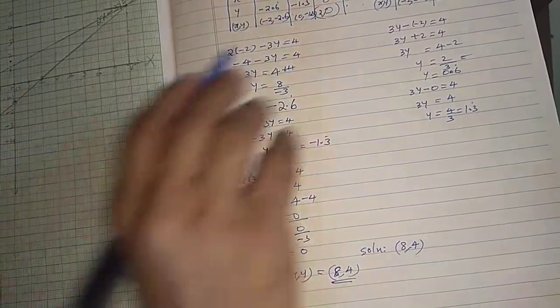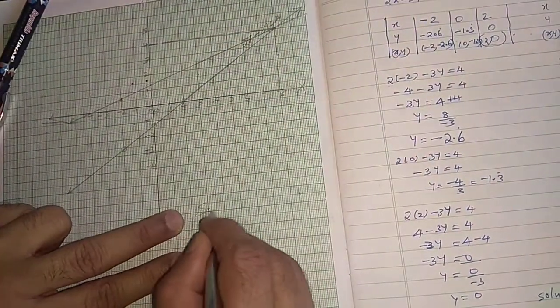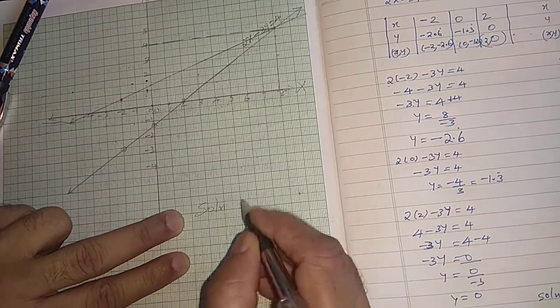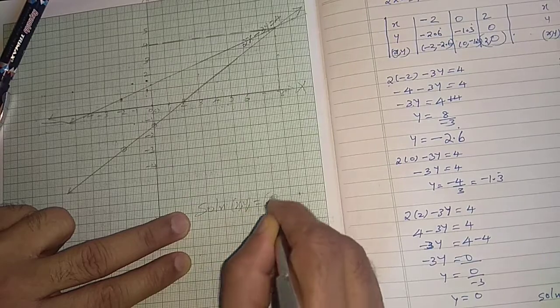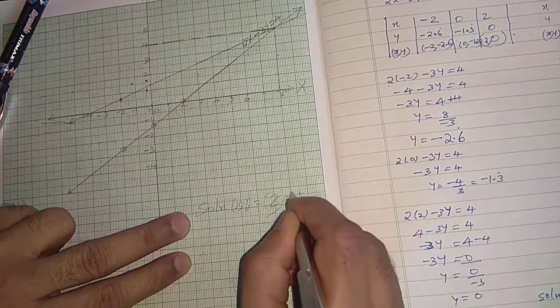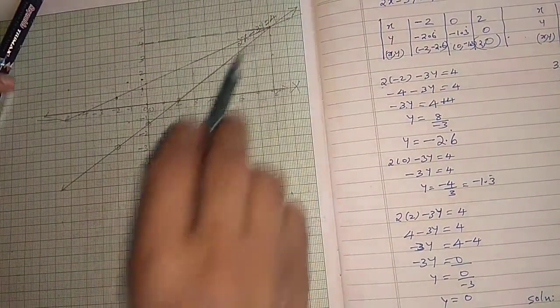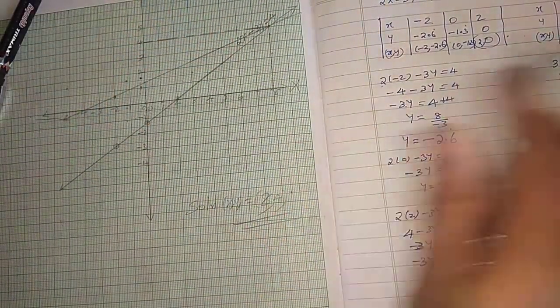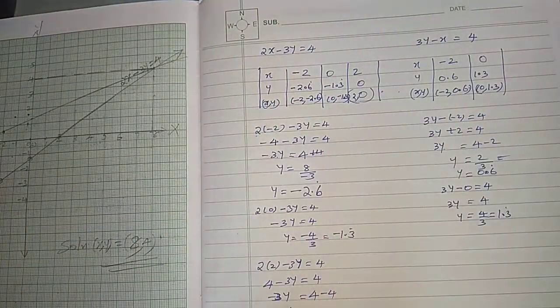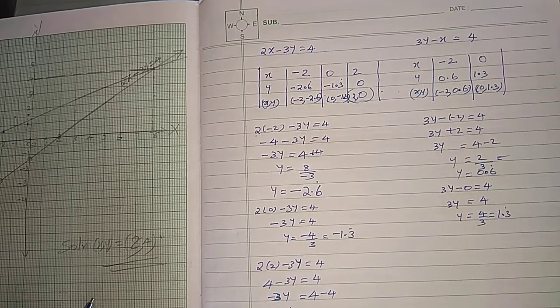Here also we write in graph paper, better you write with pencil. Solution x comma y is 8, 4. That's the answer. The point of intersection of the two straight lines is the solution. When we solve this simultaneous equation, we are getting the answer 8, 4.